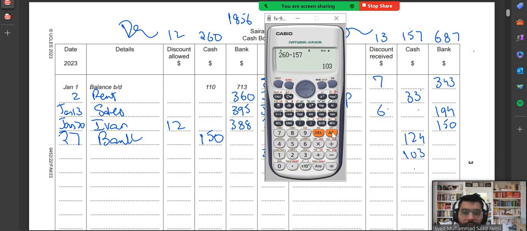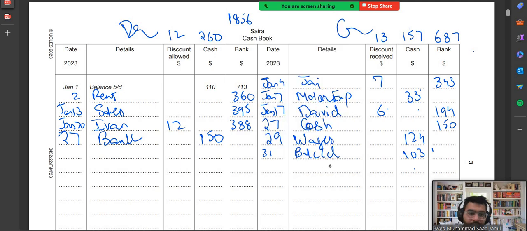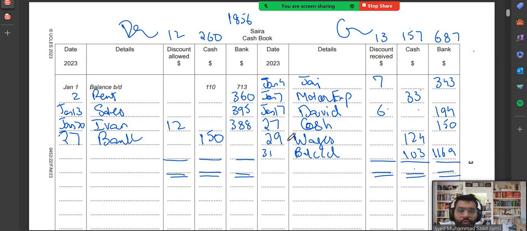Then we have 1856 subtracted from 687, we get 1169. So write 1169 over here. Now you guys will write the totals like this. Write the totals. Totals we had already calculated: 12, 260, 1856. Again, add all this up, you will get the same amount.